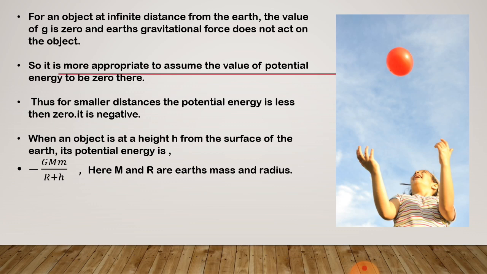When an object is at a height h from the surface of the earth, its potential energy is minus GMm upon r plus h. Here capital G is the gravitational constant, m is mass, r is radius, and h is height. So this formula is very important: potential energy is equal to minus GMm upon r plus h.